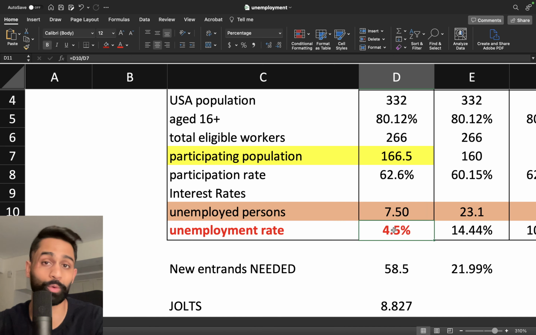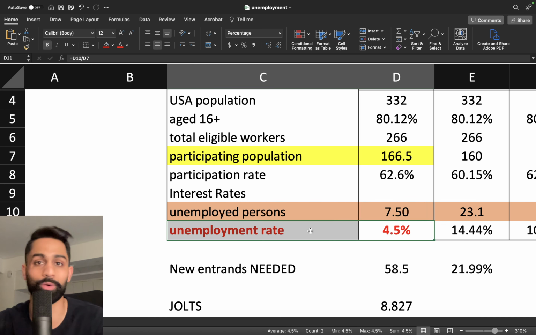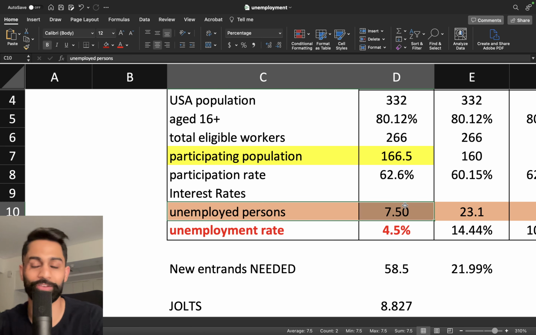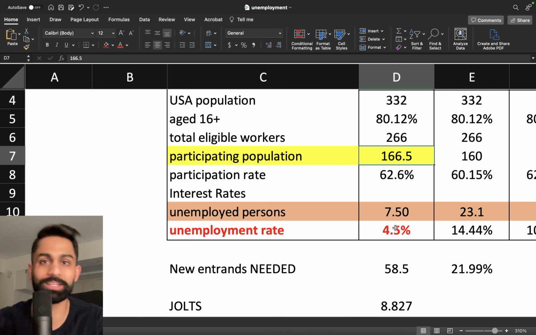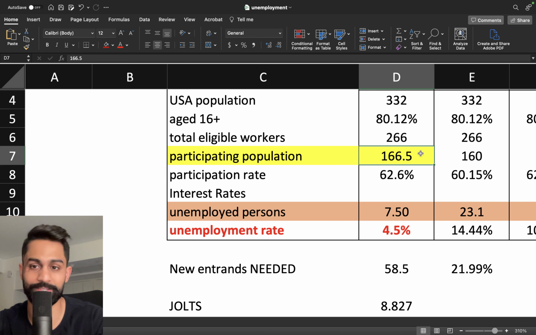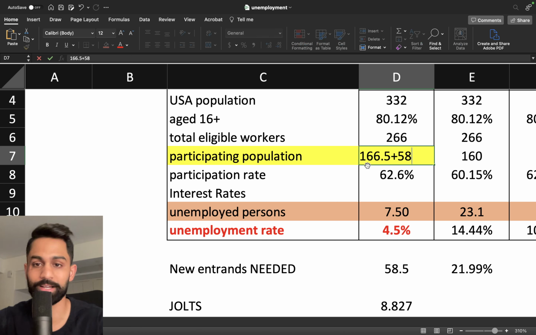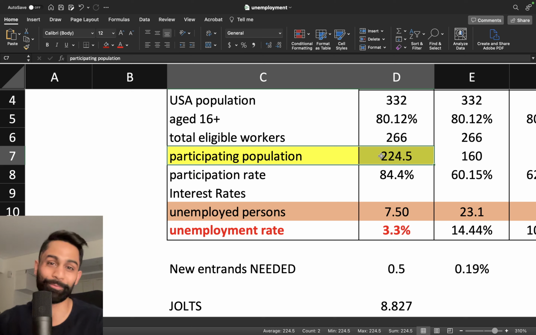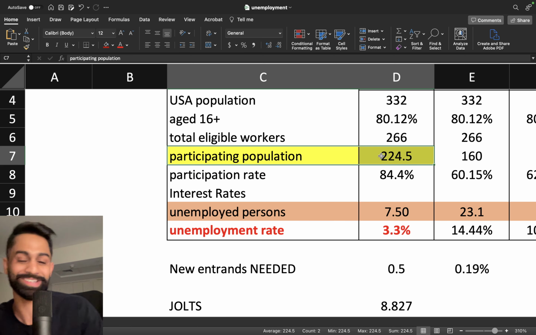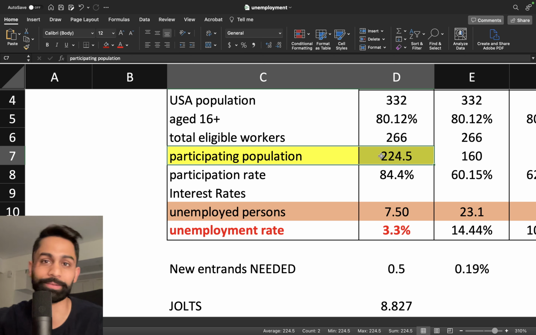Now, the only way to keep unemployment rate where it is right now and also have unemployed persons go up to 7.5 million is by increasing the participating population. And this would need to increase by a whopping 58 million people, right? So 166.5 plus 58 is what we need to do. So if I hit enter now, that's how you keep a 3.3% unemployment rate, meaning that we need to see an influx of almost 60 million people in participating population in order to keep unemployment rate low.